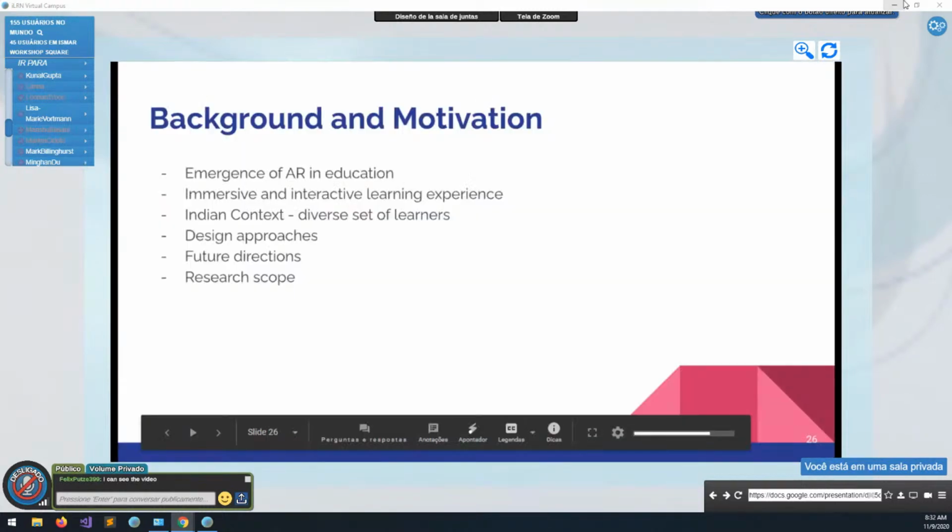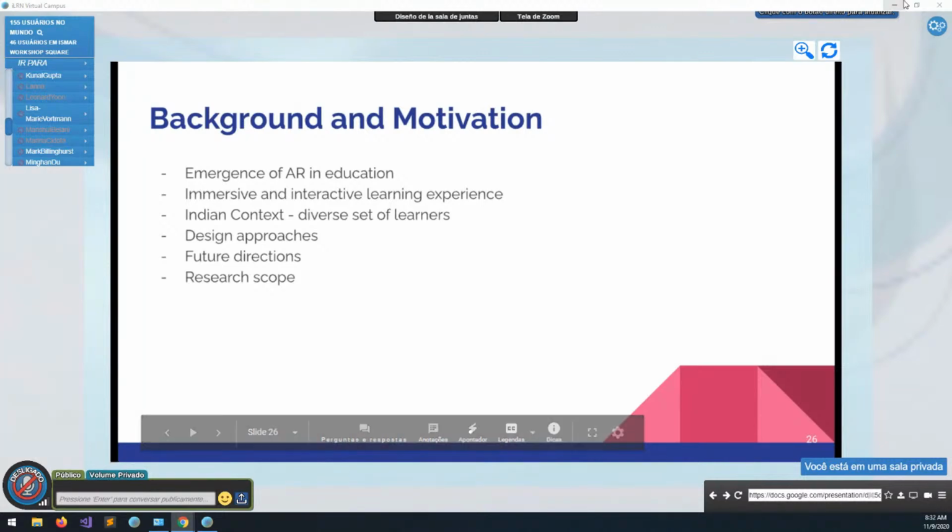So the motivation of this workshop lay majorly in the emergence of AR in education and how the learning experience can be made immersive and interactive. We began with the Indian context, where a diverse set of learners are there, and we began by understanding the design approaches that can be taken forward to design such augmented reality learning experiences.